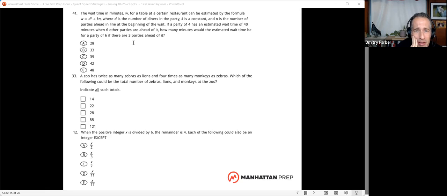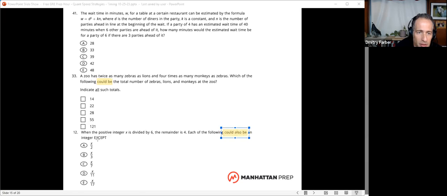Because you might get in and say, wait, what do they want me to do? And how do I tell? Number 33 probably looks easier at first glance, twice as many zebras as lions. Okay, I could probably deal with that. But then they're talking about what could be the total and indicate all such numbers. So somehow I need a principle. I'm not supposed to actually solve this. I'm supposed to know what could be, and I don't know what could be. Maybe I got stuck there.